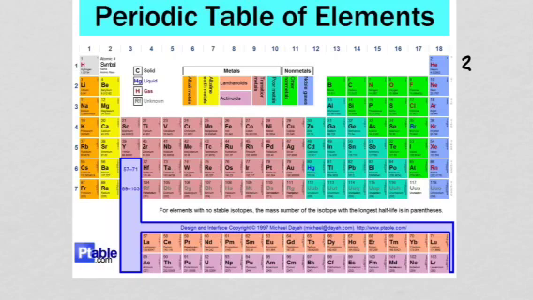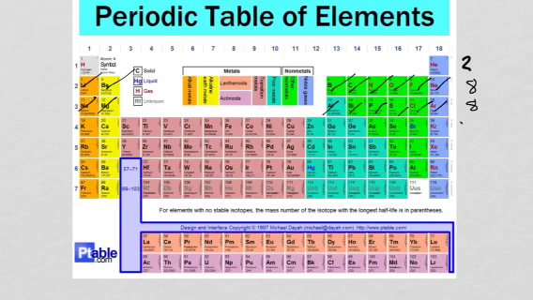The second period has 8 elements. Lithium, beryllium, boron, carbon, nitrogen, oxygen, fluorine, and neon. Okay, so there are 8. How many in the third period? 8. Okay, the same number right here. Okay, how many in the fourth period?